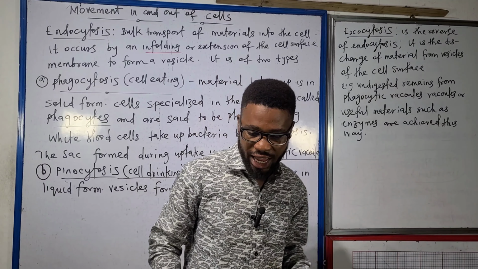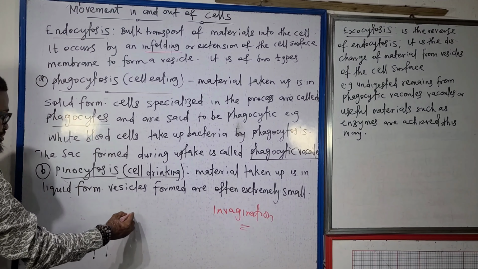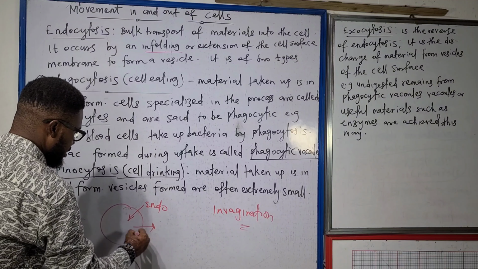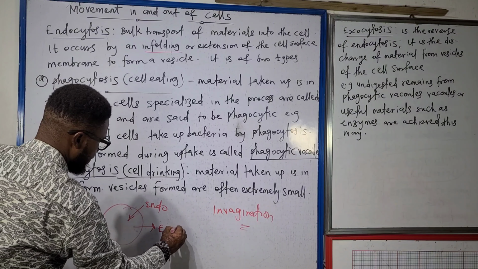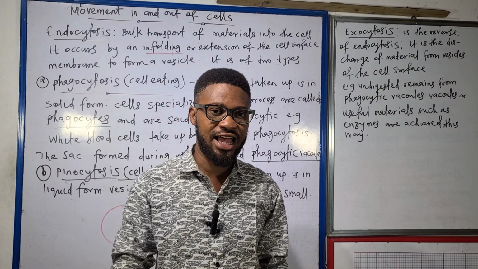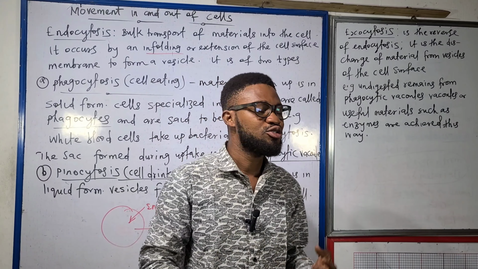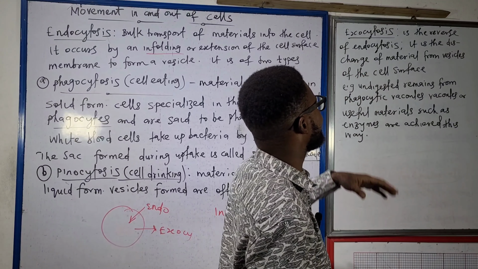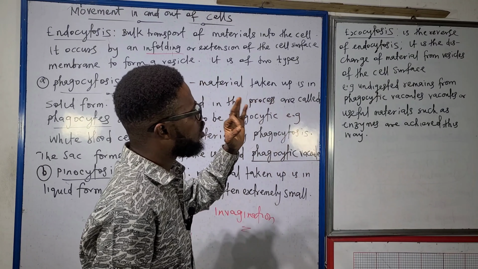Then talking about exocytosis, it is the reverse of endocytosis. Where endocytosis is intake, exocytosis is release. So when you talk about cells that release enzymes, obviously because they are going to release the enzyme into the blood stream, you are talking about exocytosis here. So exocytosis is the reverse of endocytosis. It is the discharge of materials, secretion of substances from vesicles of the cell surface.